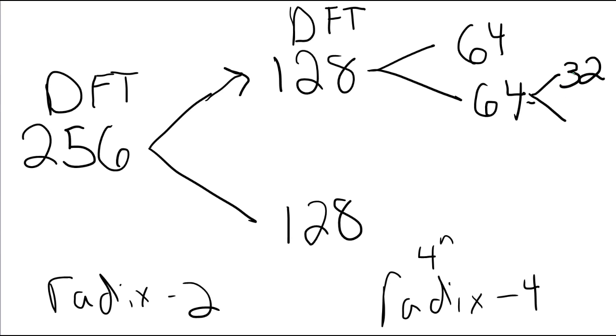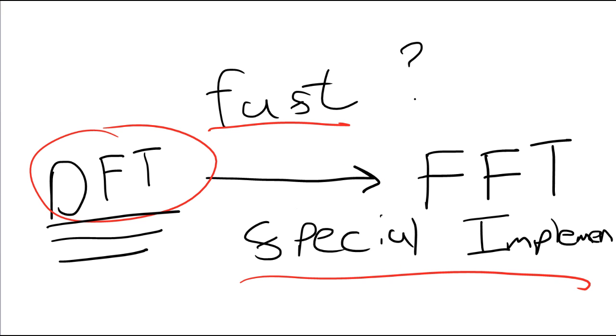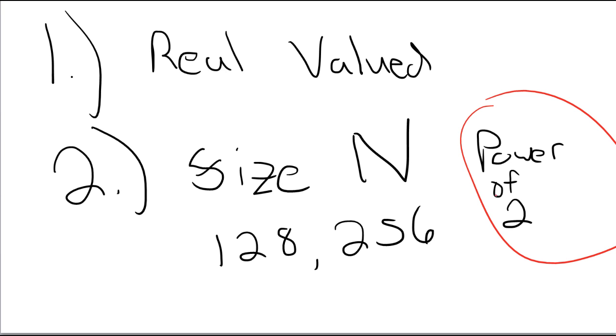But what I want you to take away is that the FFT is just a DFT. All right. It's just a fast version of it, and it's a special implementation. And the big deal we have to know is that it's a power of 2. Now, if we have a power of 4, for what's called a radix 4 algorithm, or a power of 8, a radix 8, there's some other optimizations, but think power of 2.